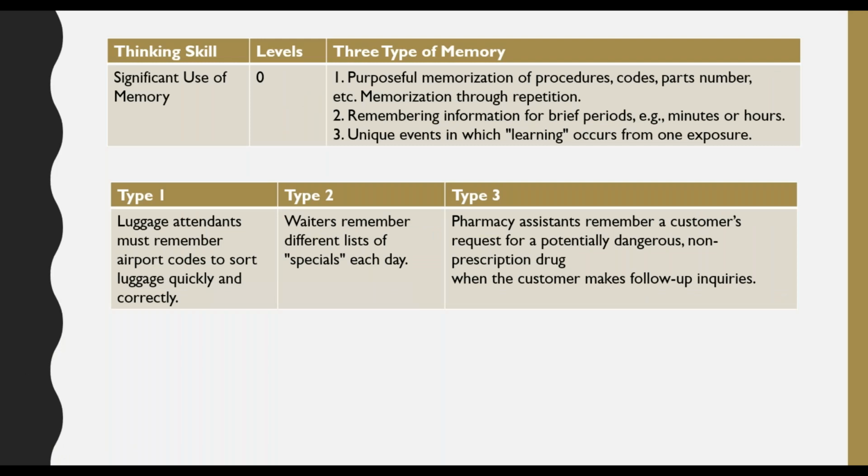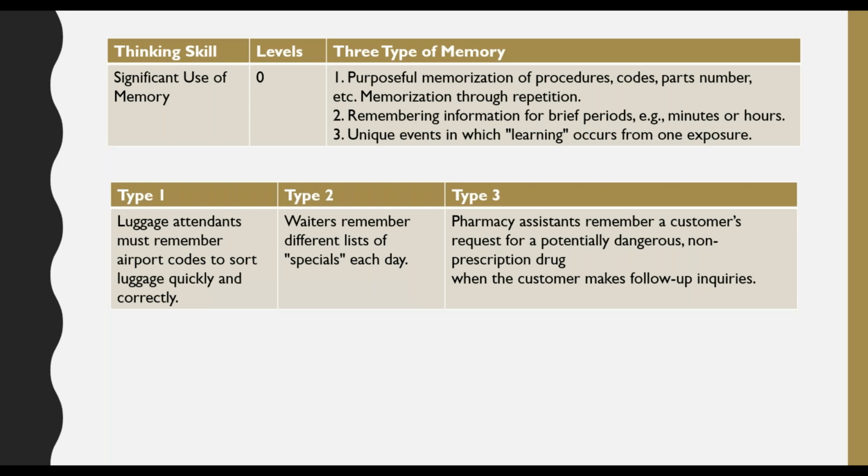Thinking skill, significant use of memory, and this is the one that differs in that it doesn't have any levels. Instead, there are 3 different types of memory that are described. So you either have purposeful memorization of procedures, codes, parts, numbers, etc. So you're memorizing through repetition. The second kind is remembering information for a brief period, like minutes or hours. So it's that shorter term memory piece. And then unique events in which learning occurs from one exposure.